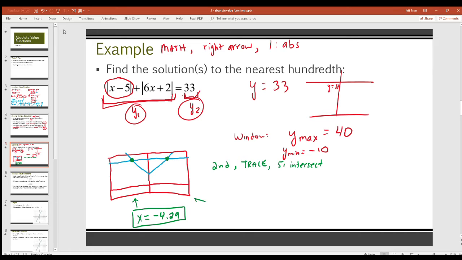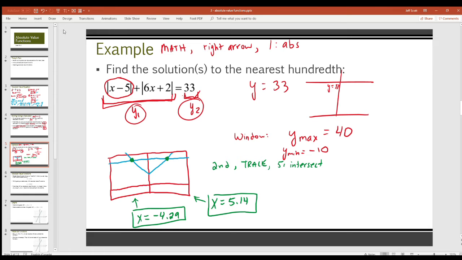Then for the right piece, I'll do it again, second trace 5, and then move my cursor over. Just takes a little while, hold on. Keep on pressing the arrow key until it gets over. All right, here we go. It is going to be 5.14. So this is x equals 5.14.